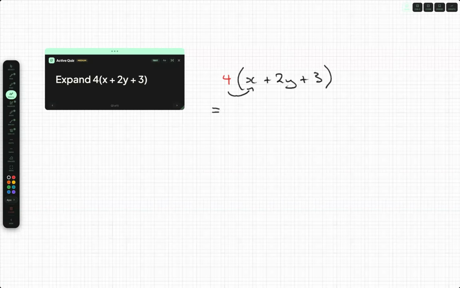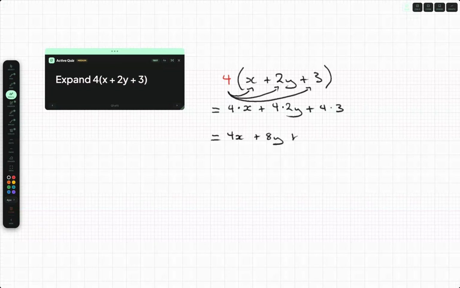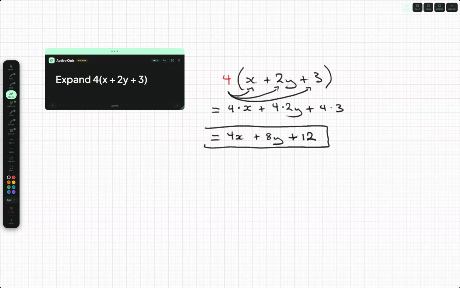So first 4 times x, and then 4 times 2y, and then 4 times 3. 4 times x is just 4x, and 4 times 2y is just 8y, and then 4 times 3 is 12. And that is our expanded form. This here is our factored form, and we will deal with that in another lesson.